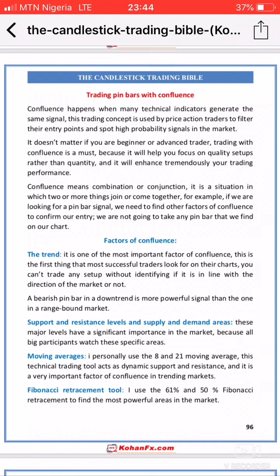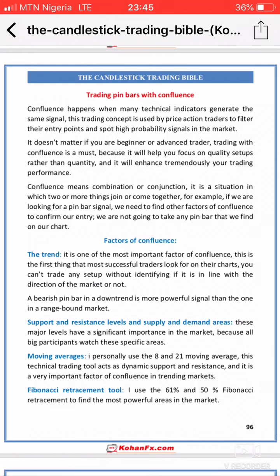Factors of confluence. The trend. This is one of the most important factors of confluence. This is the first thing that most successful traders look for on their chart. You can't trade any setup without identifying if it is in line with the direction of the market or not. A bearish pin bar in a downtrend is a more powerful signal than the one in a range-bound market.